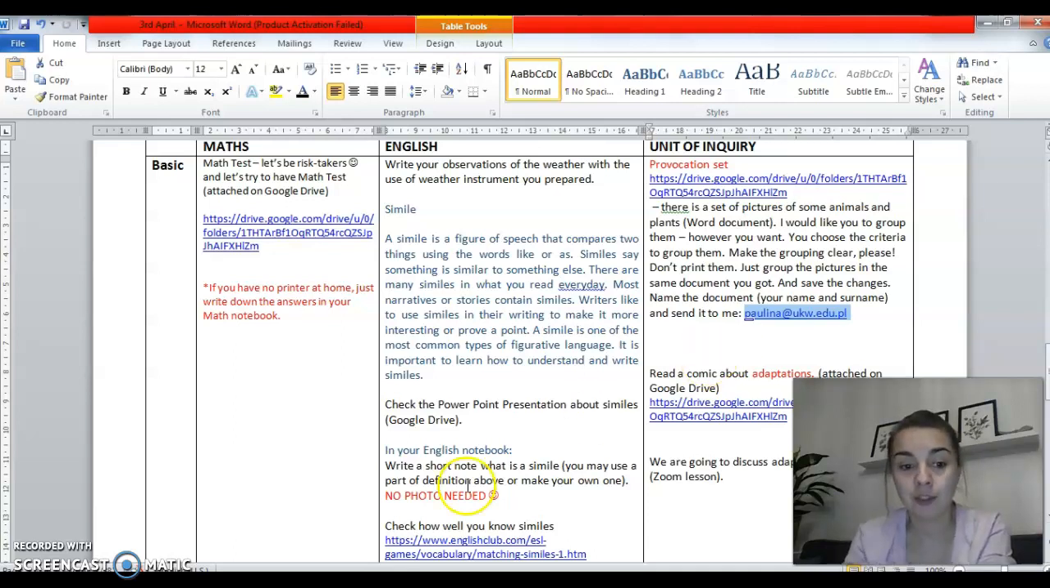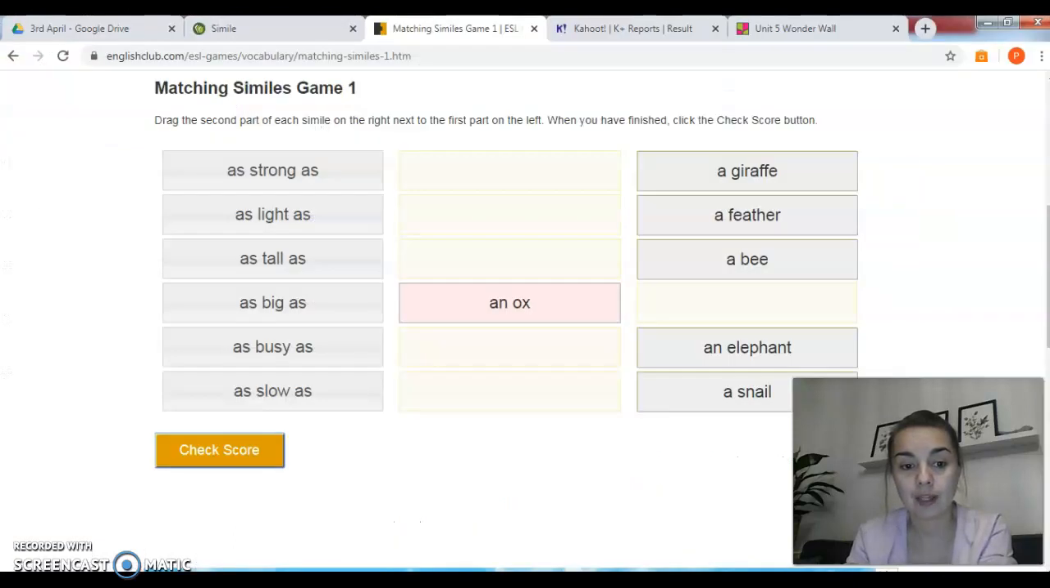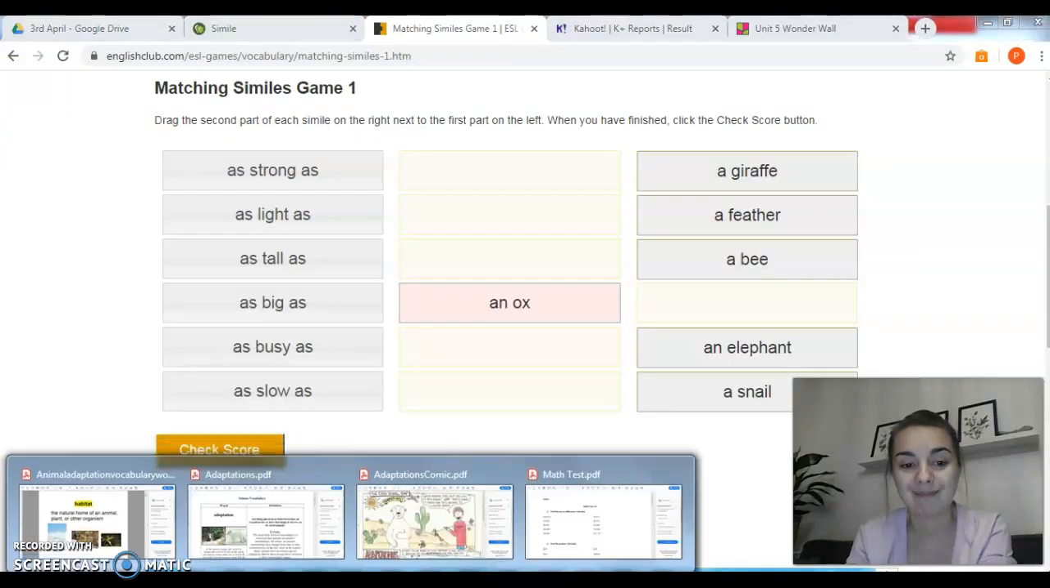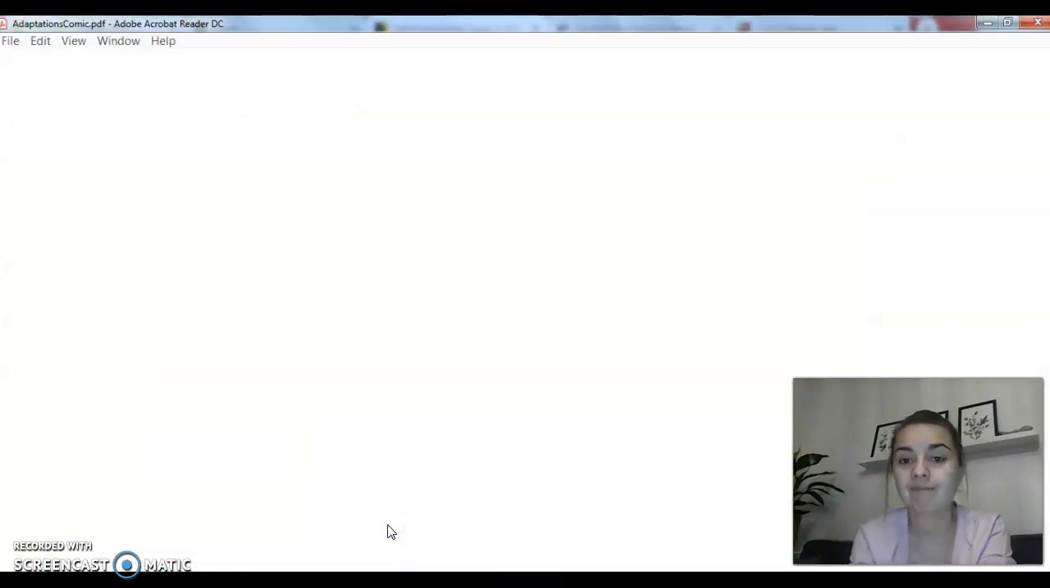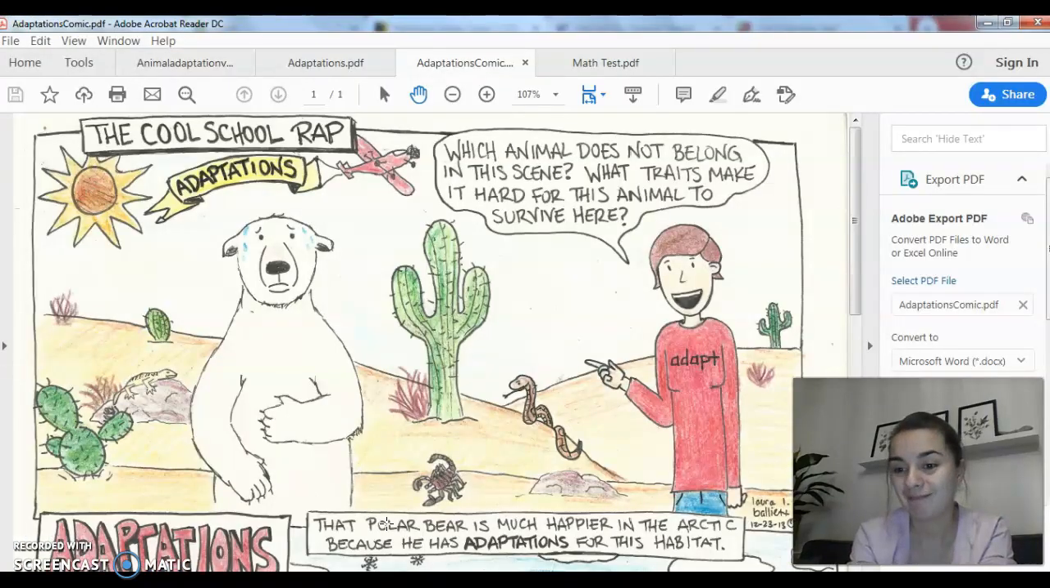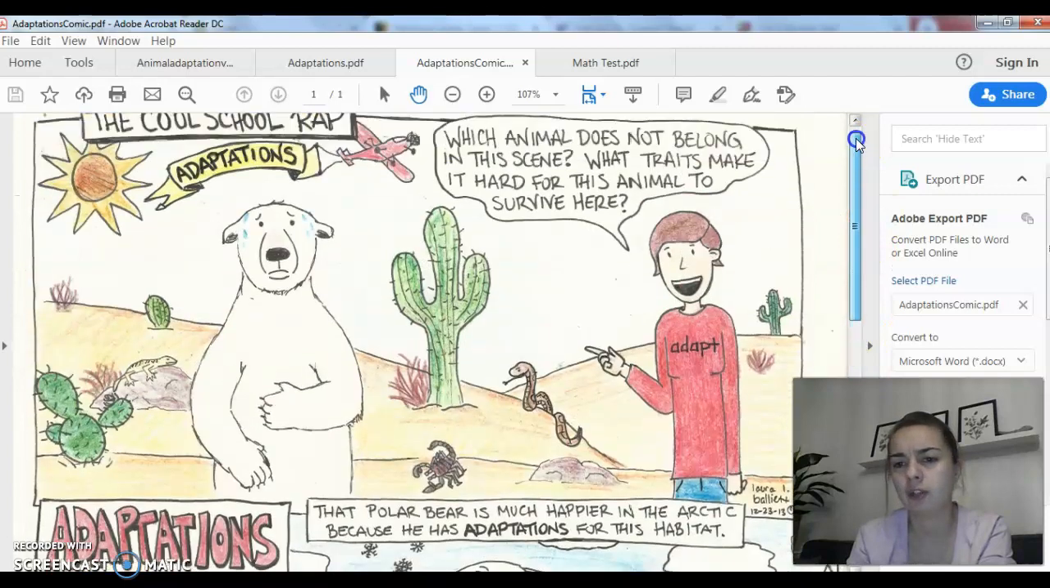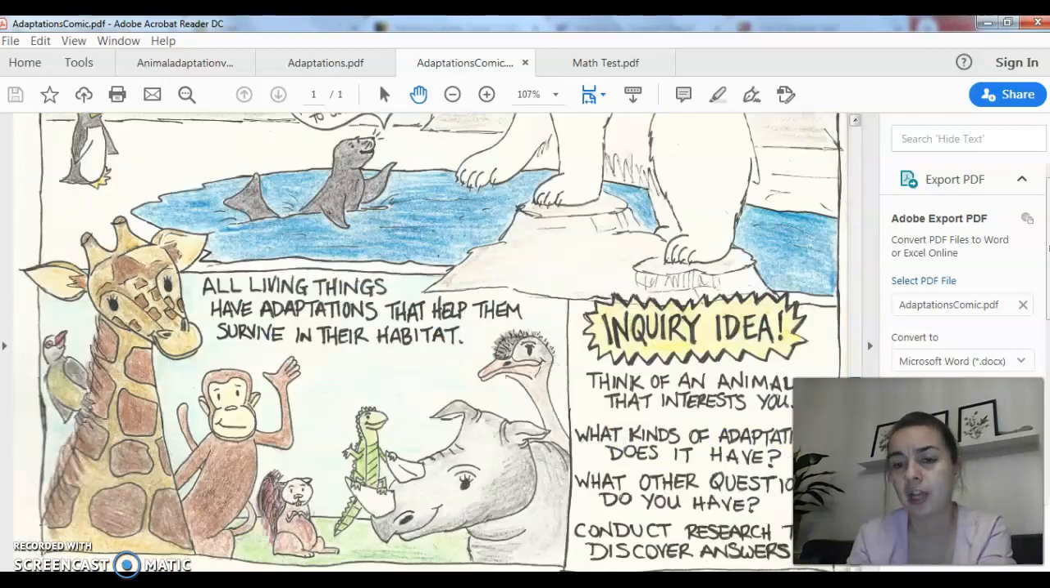And what's more, there is one more activity. A short comic to be read, okay, about animals. It's not very long. It's actually short. You've got some inquiry idea, okay? That part is not obligatory. If you want, fine, you may do the task for some extra points, but it's totally not obligatory.